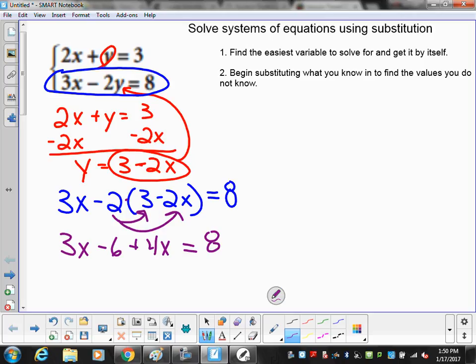Then the next step, combine your like terms. You have a 3x plus 4x, which is 7x. You still bring down the minus 6, you still bring down the equals 8. All I did there was add the 3x and the 4x together.